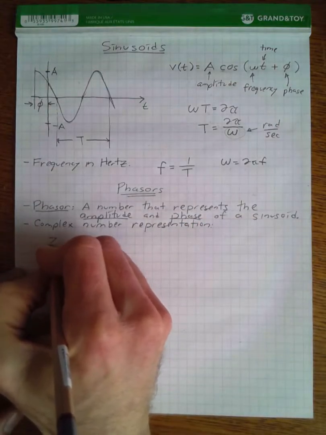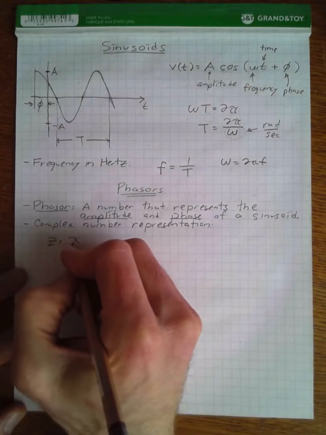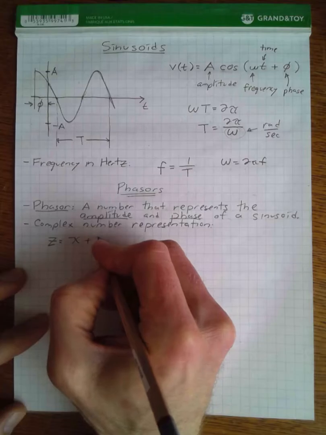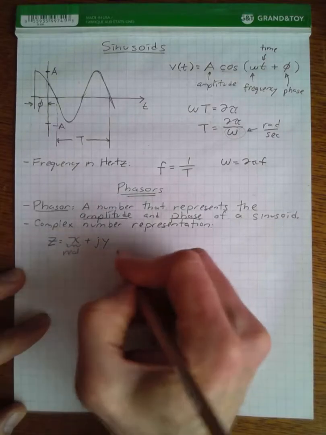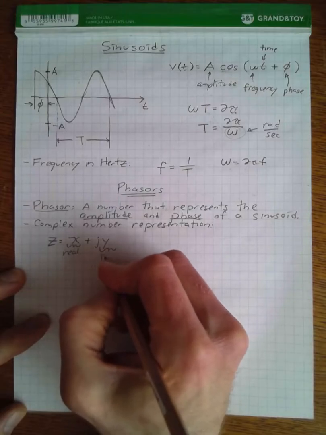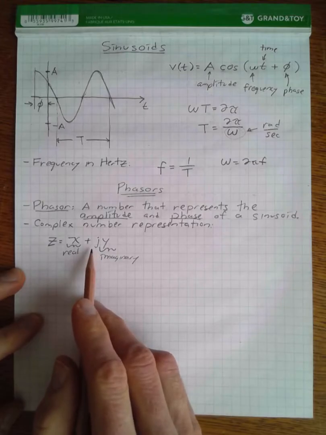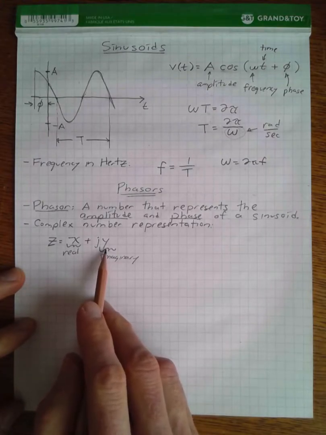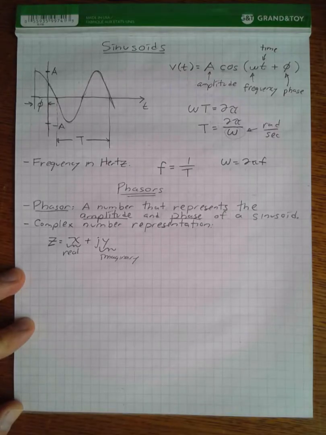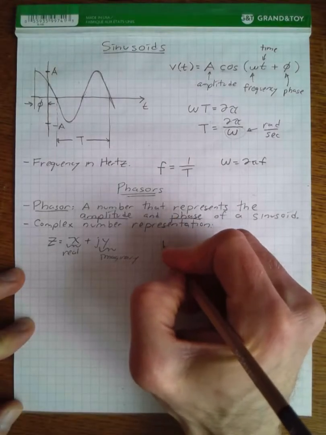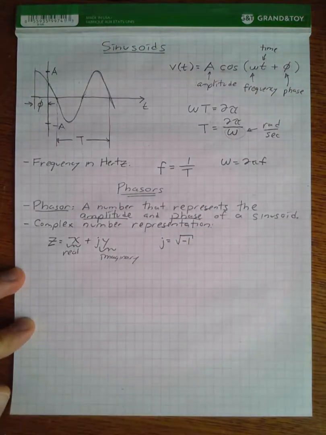So if we have a complex number z, we can express it as x plus jy, where x we call the real component of the number, and y we call the imaginary component of the number. We indicate that this is the imaginary component by multiplying it by the special letter j. And j is equal to the square root of -1.